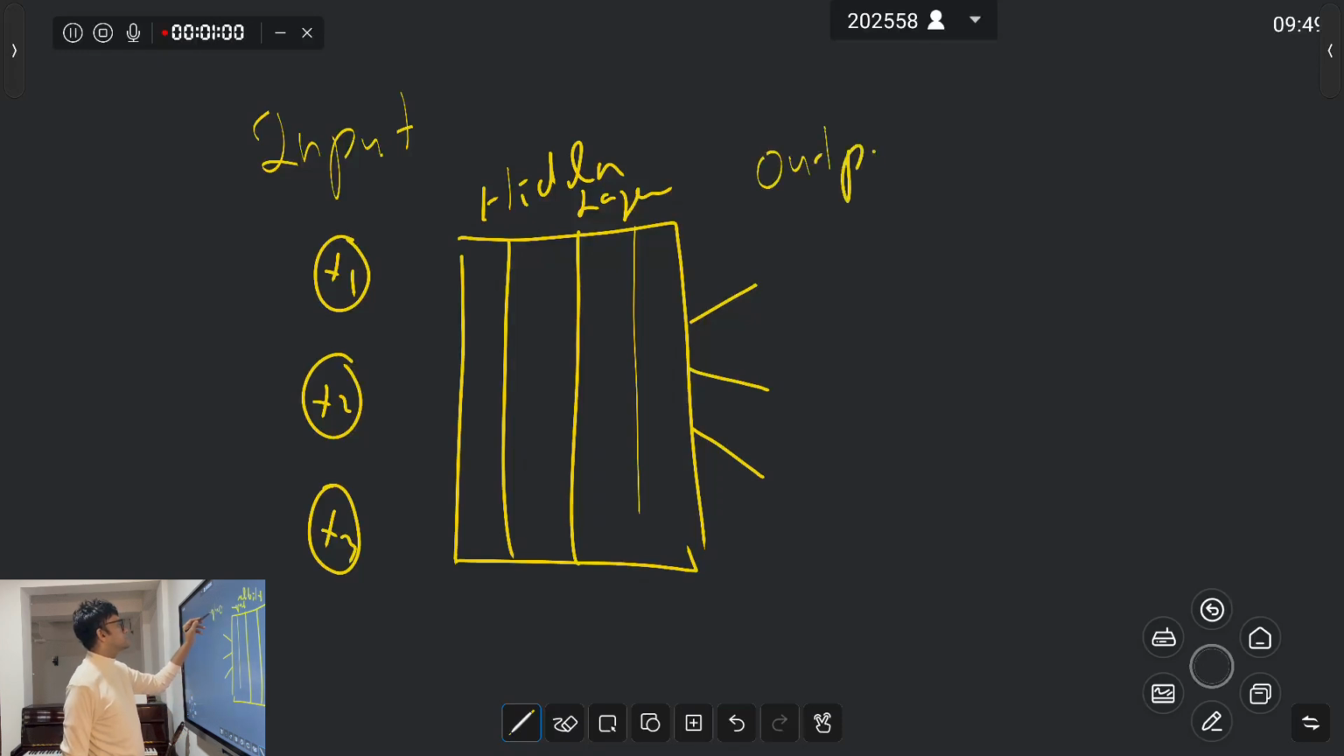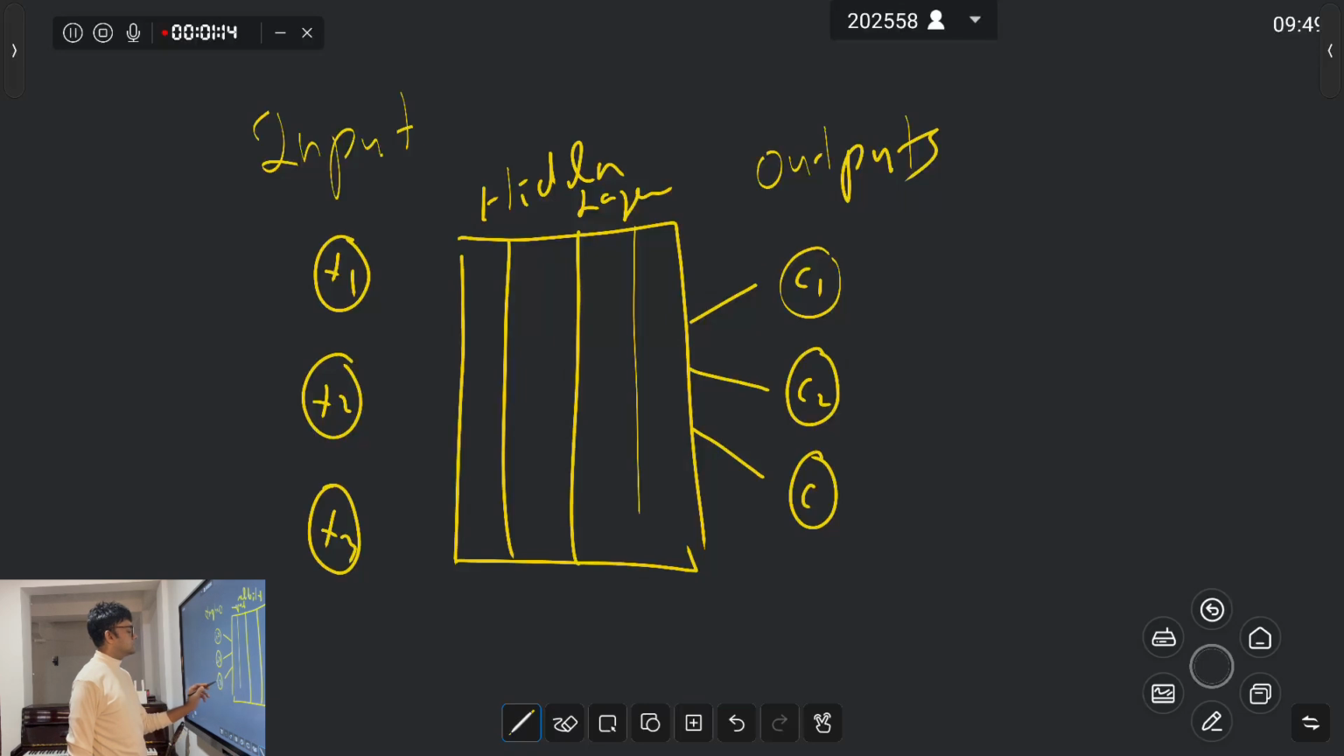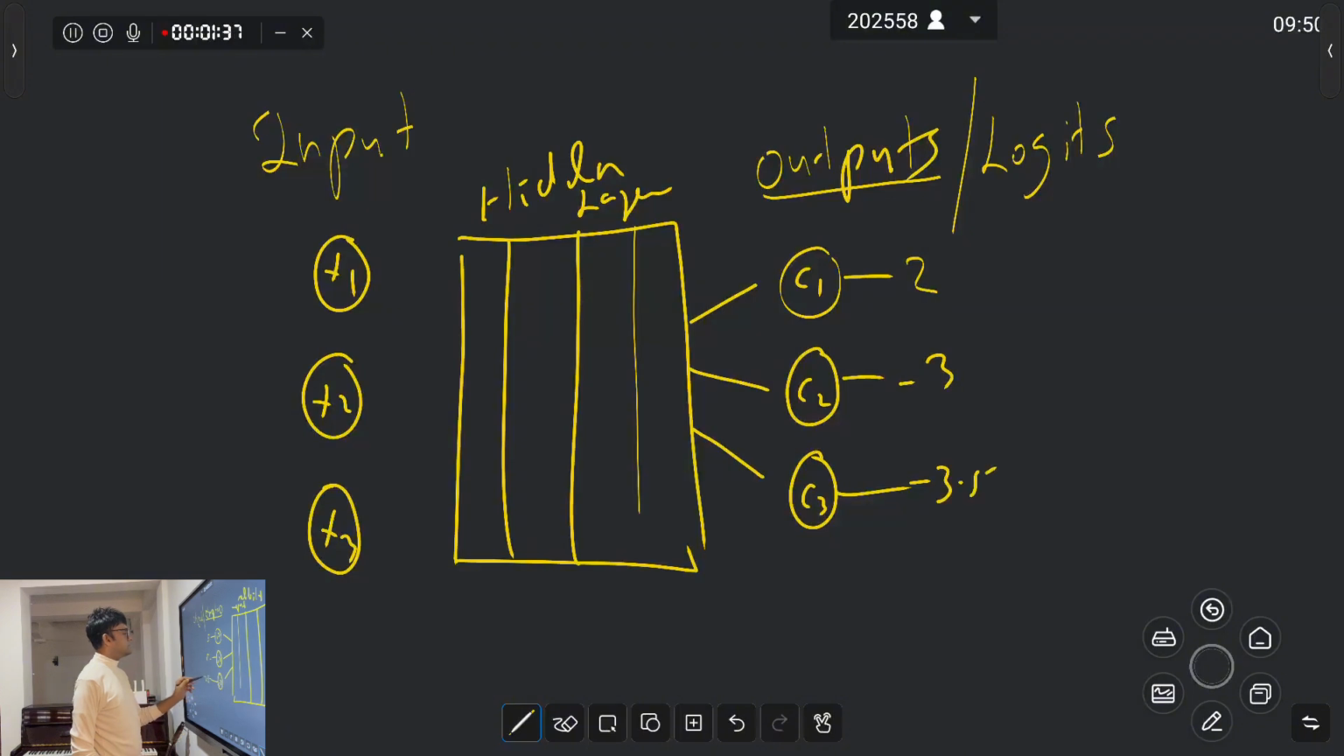the outputs. Now the output layer, the number of nodes is equal to the number of classes you predict. So this is your class 1, this is your class 2, this is your class 3. Now the important thing that you need to understand here is this output will be in the form of what we call logits. Now logits means just a number, it can be any number. It can be 2, it can be -3, it can be 3.5, or it could be anything, any real number.